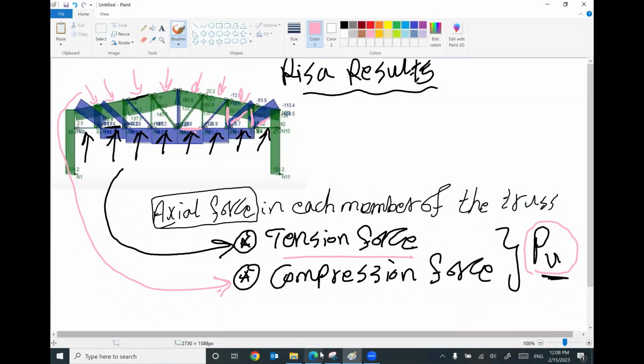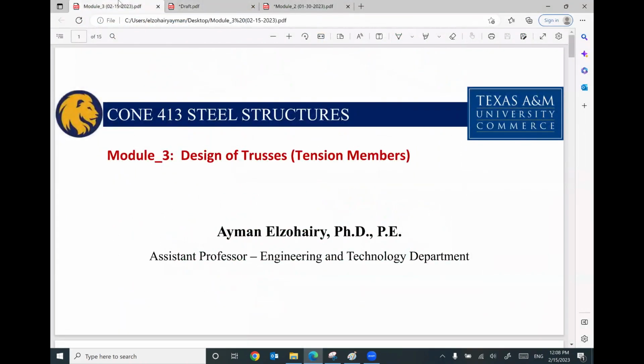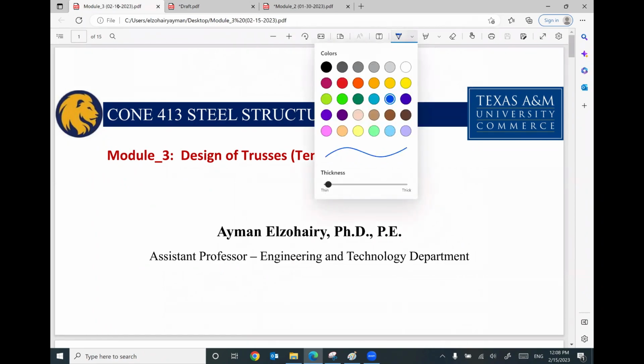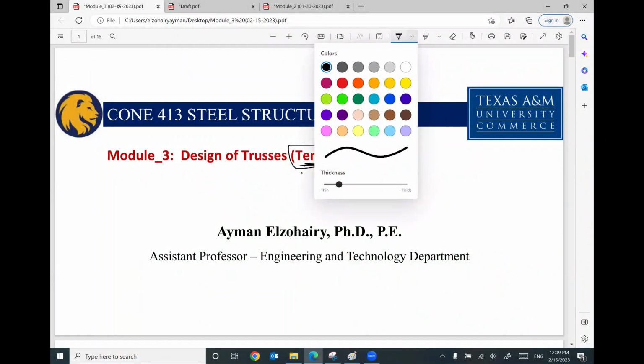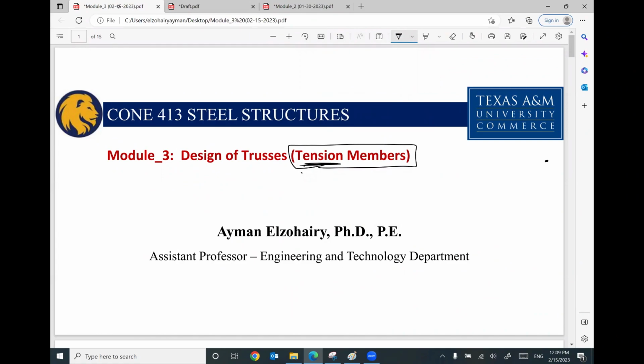So our topic today is talking about design of truss member, not any member, but the truss member under tension. Under tension, because we have members under compression, will be covered next week. But so far, I will cover today the member under tension. And keep in your mind, this member under the effect of P ultimate, and I know what is this value from RISA.